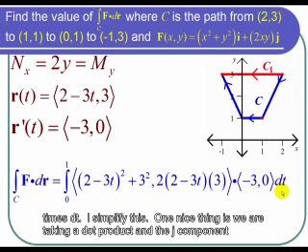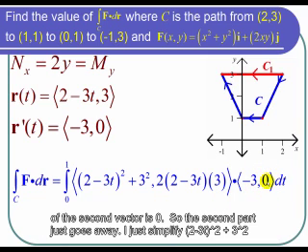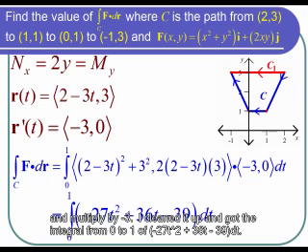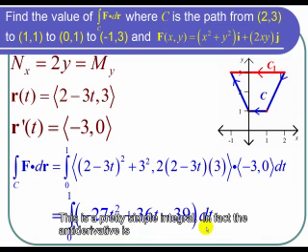So I simplified this. One nice thing is we're taking a dot product, and the j component of the second vector is 0, so the second part just goes away. So I just simplify (2 minus 3t) squared plus 3 squared and multiply by -3. And I cleaned it up, and I got the integral from 0 to 1 of -27t squared plus 36t minus 39 dt. This is a pretty simple integral.